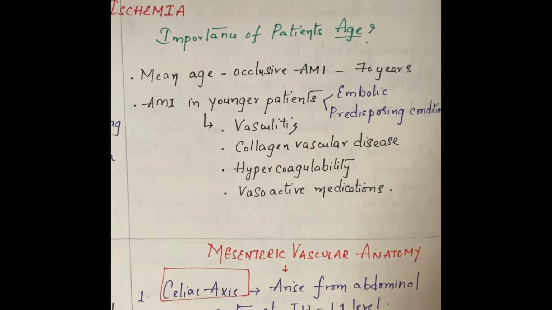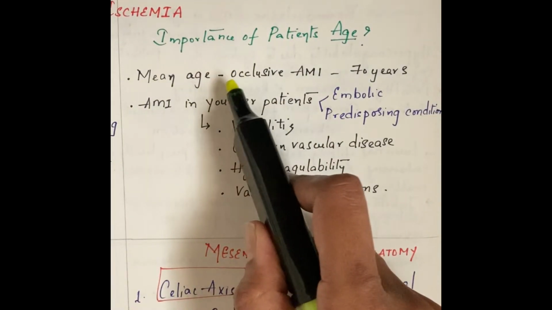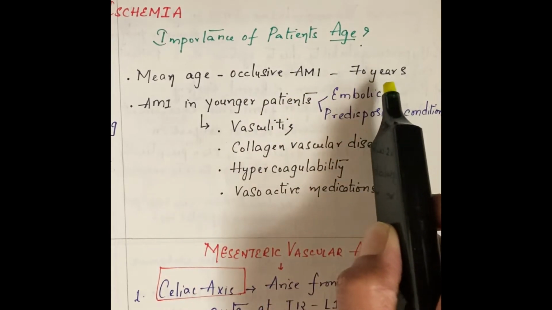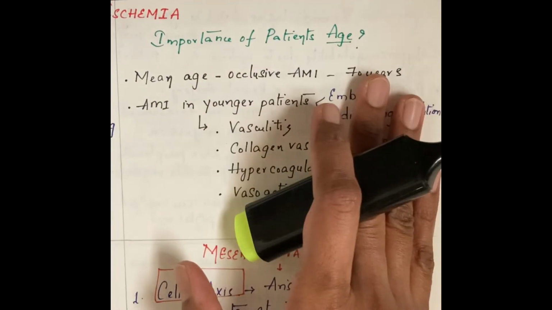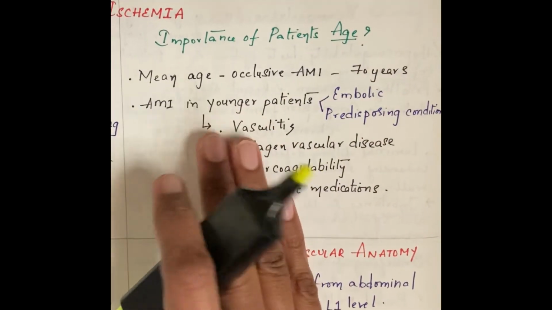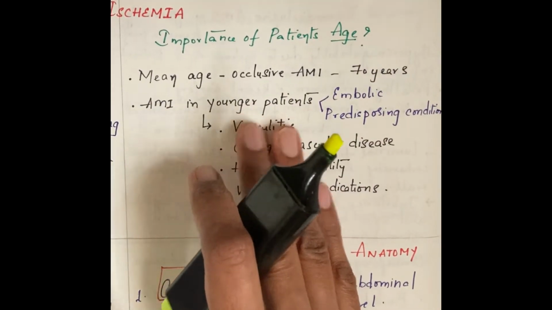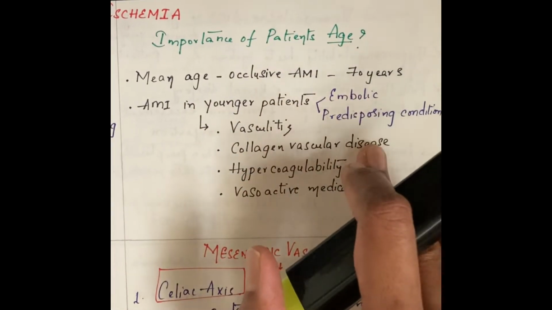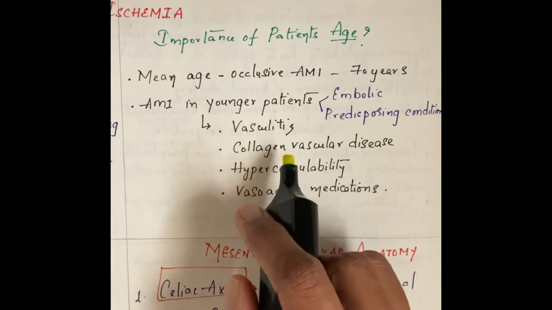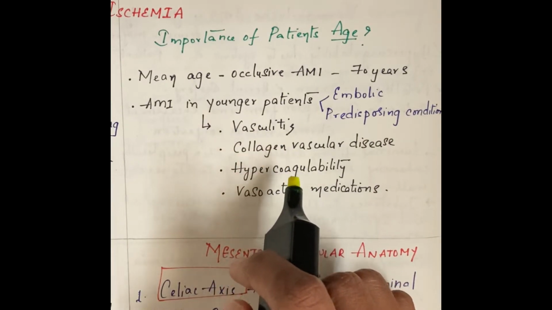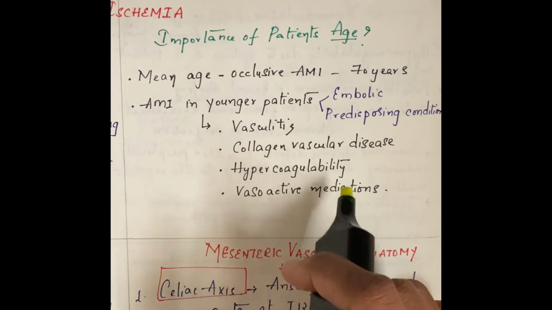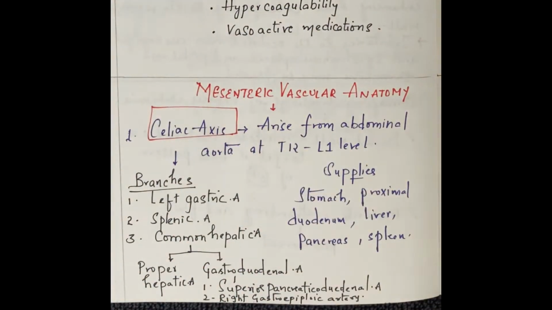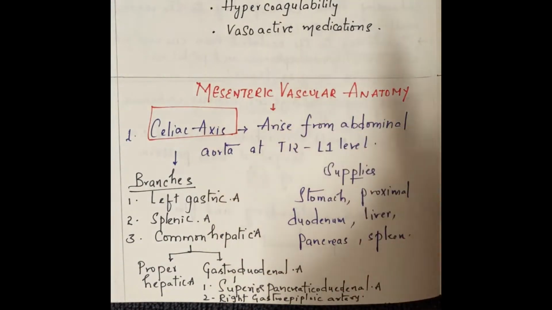Coming to importance of age, the mean age in cases of acute mesenteric ischemia is 70 years. Normally it is in older people. So when this occurs in younger patients, we have to rule out any predisposing condition. This is very important. It can be due to emboli or other predisposing conditions like vasculitis, collagen vascular diseases, hypercoagulability, vasoactive medication. So this is very important in younger patients.